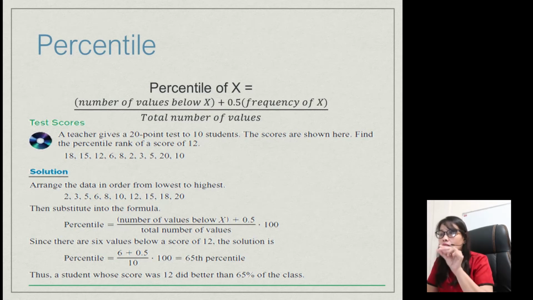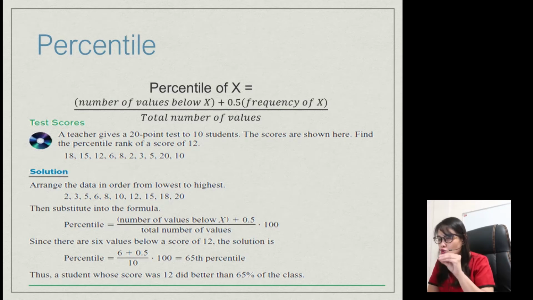Number of values below 12. How many values are below 12? 6 plus 0.5 multiplied by how many? How many 12 appears in the given data? Ilan daw yung 12? Just 1. So 0.5 times 1 because it appears only once, divided by the total number of values, which is 10. There are 10 students. Multiplied by 100.